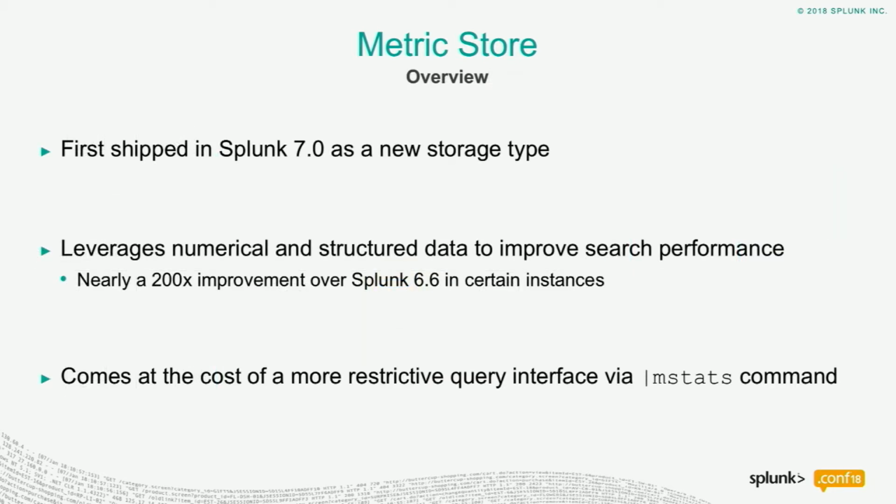Now, the metric store is kind of new, so I'm going to do a quick overview. For those that don't know, the metric store came out at Conf last year as a new storage type. It was designed to leverage numerical and structured data to vastly improve the performance of your searches. But this came with a downside. You can only search using the mstats command, which is far more restrictive than the search command you're used to using. But for this sacrifice, the metric store gave you a 200x boost in performance. So in certain situations, this can be huge and very worth it.